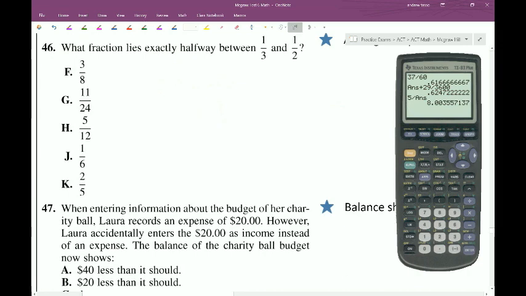Which fraction lies exactly halfway between these? So to do this, you would take an average. Average 1/3 and 1/2. You have to add them together, divide the result by 2. And you get this, math fraction enter, you get 5/12.